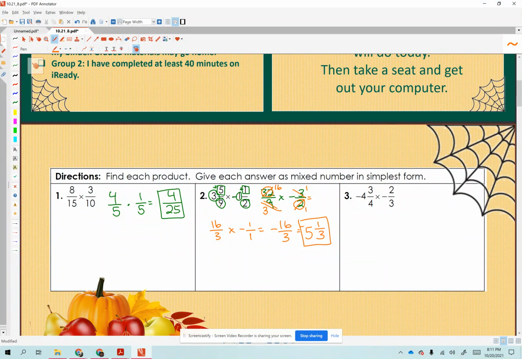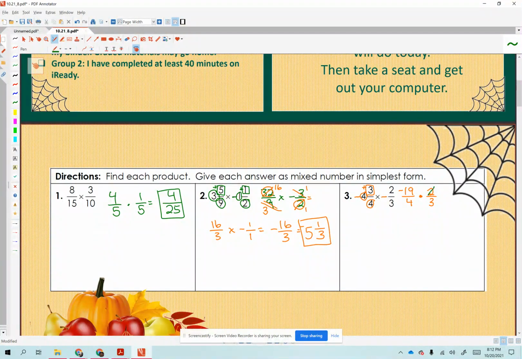For number 3, we have a negative being multiplied by a negative. First we have to convert those to improper fractions. 4 times 4 is 16, plus 3 more makes 19. So that's a new numerator of 19, still over 4, multiplied by, let's use the dot, 2/3. That's a negative 19. And we do have some cross simplification that we can do.